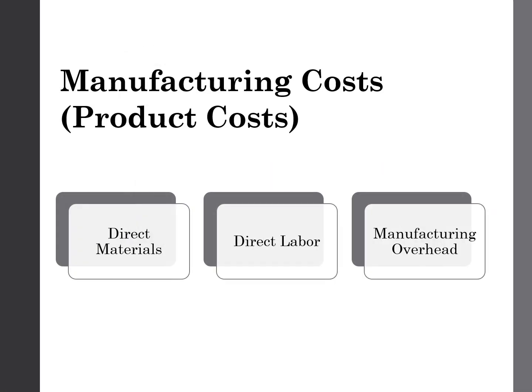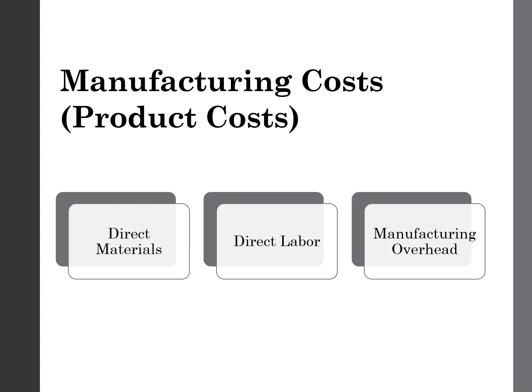The terms manufacturing cost and product cost are used interchangeably. These costs are incurred to produce a product. They include all the costs incurred to manufacture the product. They include two direct costs, direct materials and direct labor. Direct costs can be easily traced to the product, whereas an indirect cost cannot. The indirect cost is manufacturing overhead.